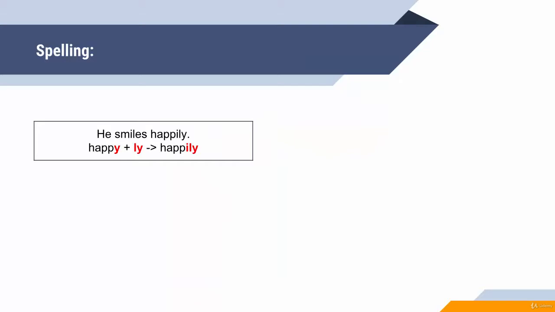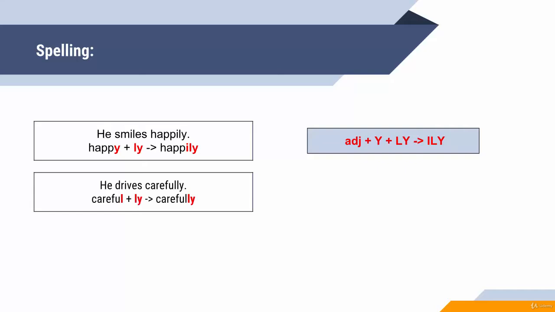Some spelling rules. He smiles happily. Happy, happily. Y goes into I. Look at this. The adjective finishes in Y. Remember it this way: when the adjective finishes in Y and you add ly, the change is I-L-Y. Another rule. When the adjective finishes in L and you add ly, then what you need to put in the adverb is double L. Careful, carefully.